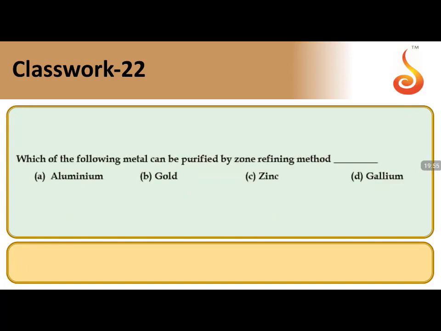So now coming to the 22nd question, which can be purified by the zone refining method. Remember, the zone refining method is for semiconductors. Which are semiconductors? Like silicon, germanium, gallium. For these types of compounds we use the zone refining process. So the option which is available directly in the semiconductors here is gallium. So the answer goes to D.